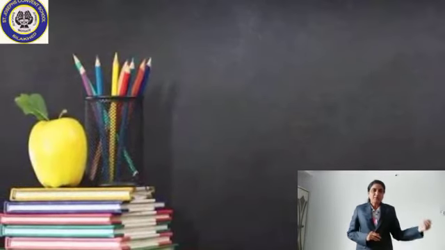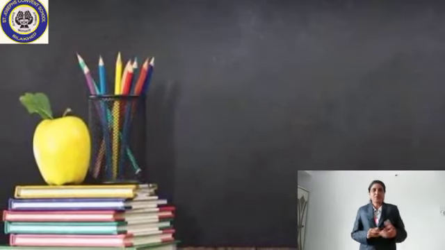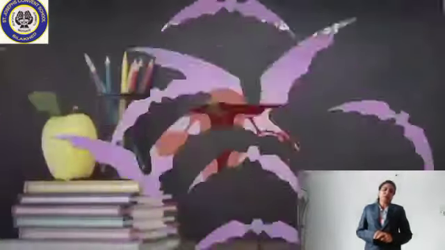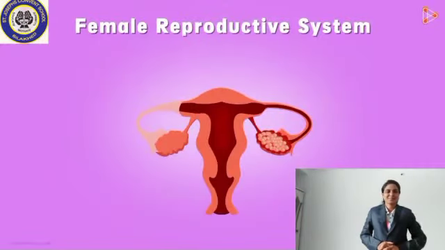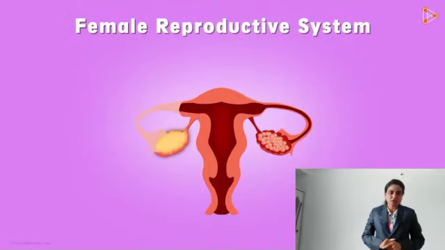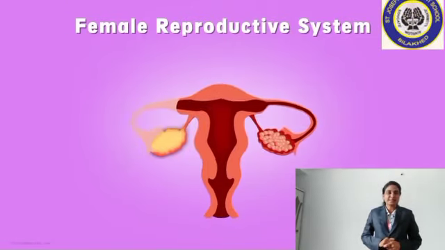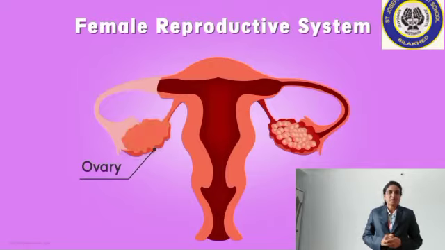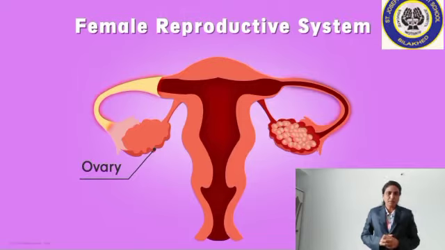Now one by one I will explain each part of the female reproductive system. So first I will tell you about the ovaries. Ovaries are primary sex organs of female. They are present in a pair. Their size is small. It is nearby almond shaped, and they are present in the pelvis of abdomen, one on either side of the uterus.